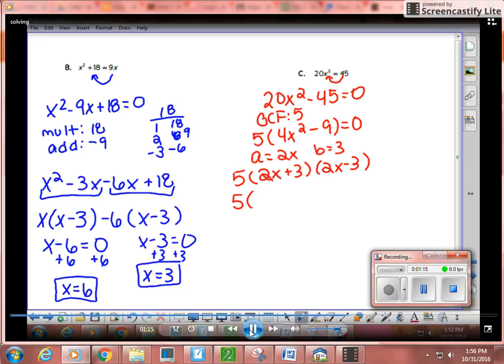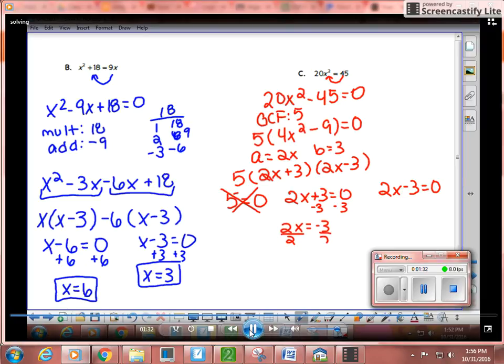Okay, so now I want to set those equal to 0. I'm going to set the 5 equal to 0 to begin with, but that's not a true fact. 5 is never going to equal 0, so it's not true. Then I have 2x plus 3 equals 0 and 2x minus 3 equals 0. Subtract the 3 to the other side. I get 2x equals negative 3. Divide by 2, divide by 2. x is negative 3 halves.